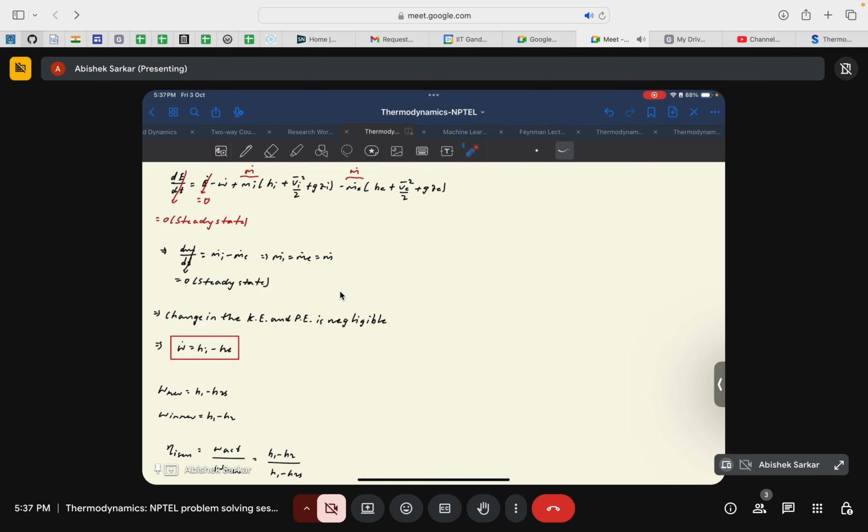If the work is produced in a reversible manner, from the diagram we can write the reversible work done as H1 minus H2S, where H2S represents the enthalpy at point 2 if it is achieved through a reversible path. Similarly, the irreversible work done is represented as H1 minus H2, where H2 is the enthalpy obtained if the expansion was done in an irreversible manner.